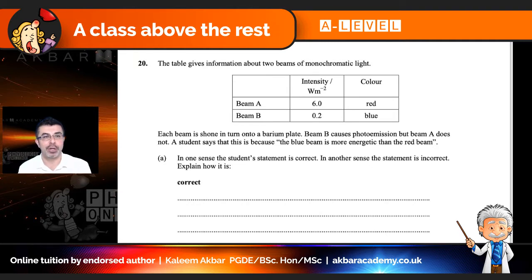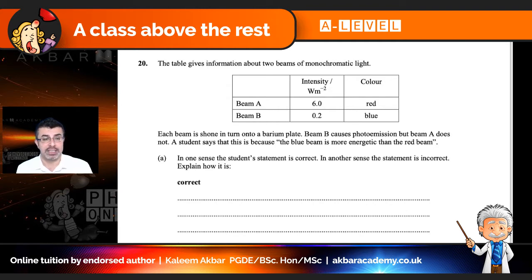Today we are going to be looking at page 198, the photoelectric effect, and we are going to look at question number 20. So let's get started. The table gives information about two beams of monochromatic light. So we've got beam A, which has an intensity of 6 watts per meter squared, and we've got beam B, which is 0.2 watts per meter squared. Remember, the formula for intensity is power divided by area.